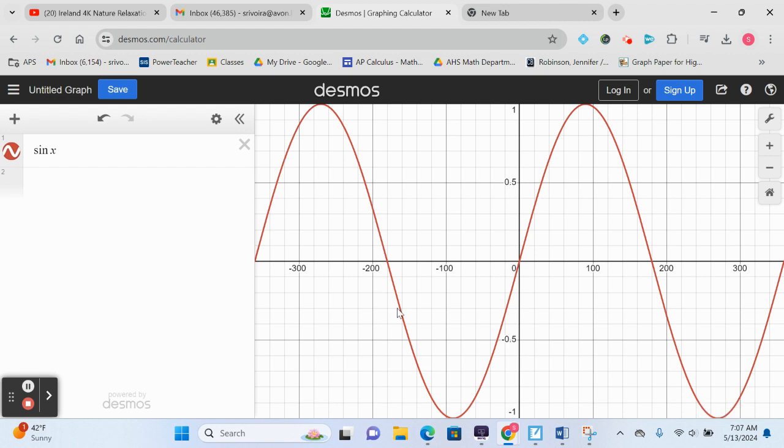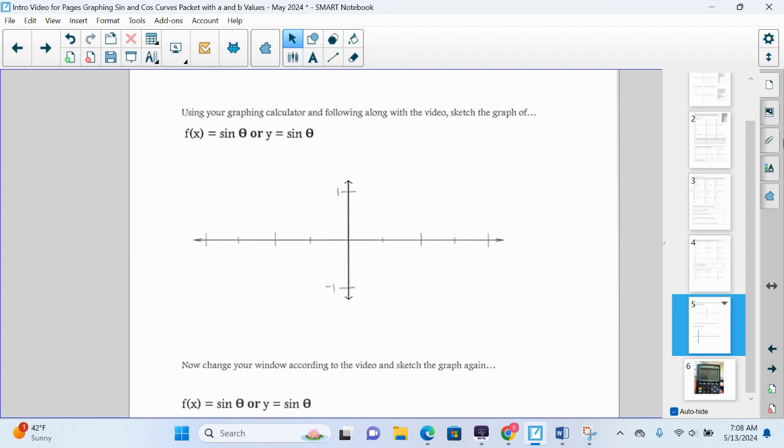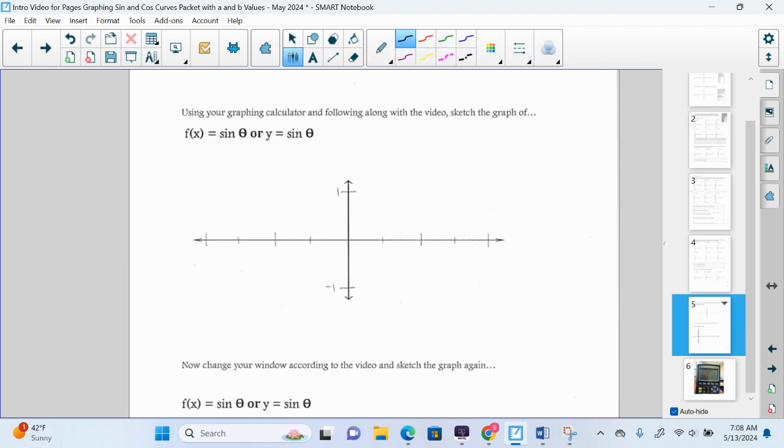It looks like we got two swoopy parts here, and it hits the x-axis here at negative 360, right at 0. So I'm going to go to our graph. Looking on page 14, you are going to put this on your paper. Now just have that in your calculator. We're going to add a few things on here.